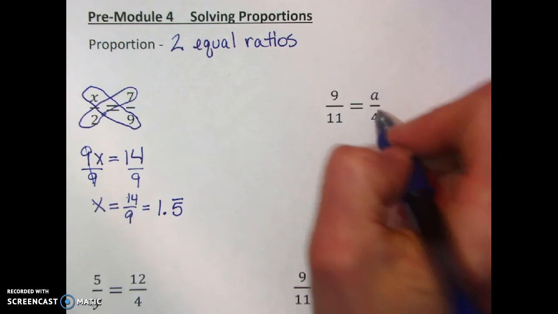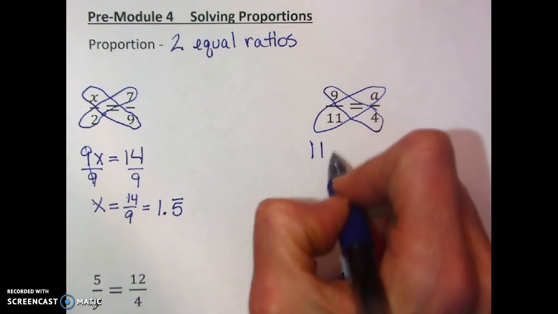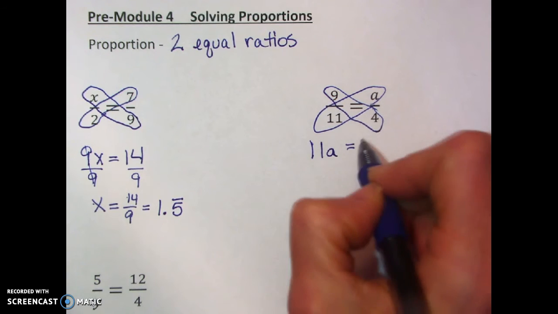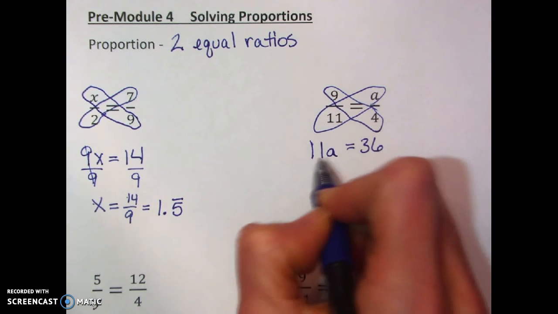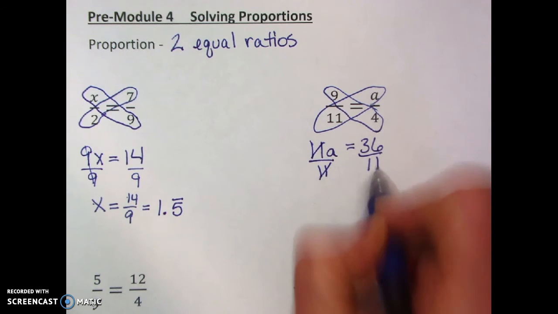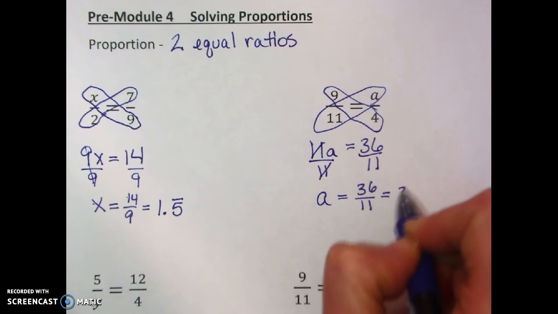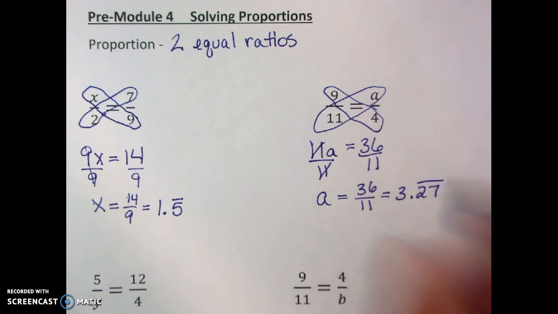The second example, when we cross multiply here, we end up with 11a equals 9 times 4 is 36. Get rid of the 11 that's in front of the a. We will divide by 11, so a equals 36 divided by 11, or 3.27 repeating.